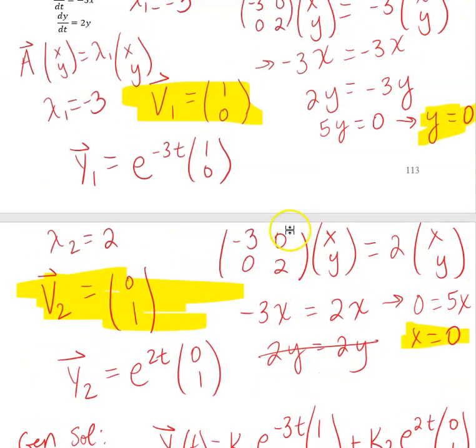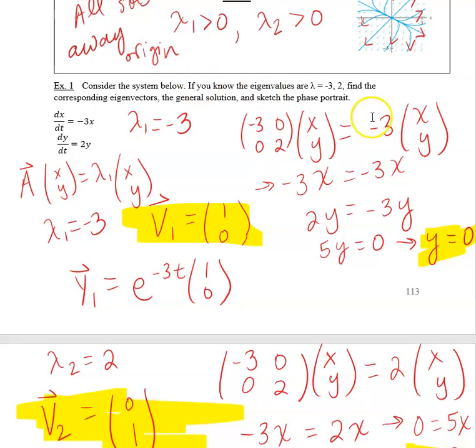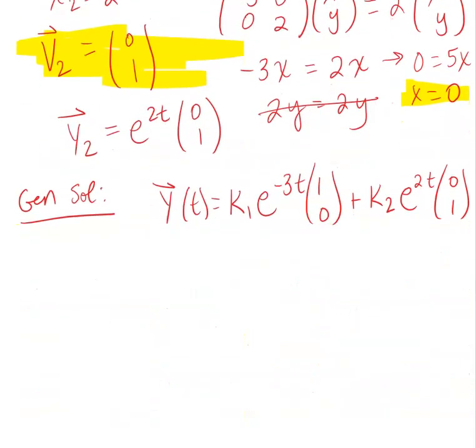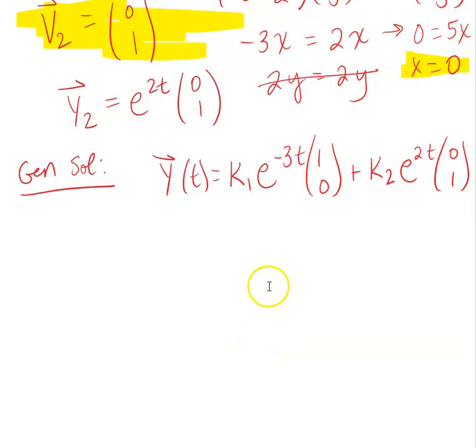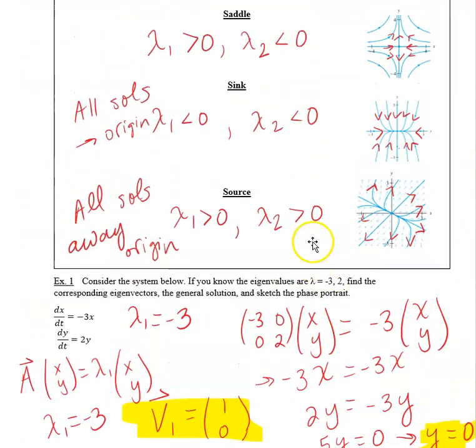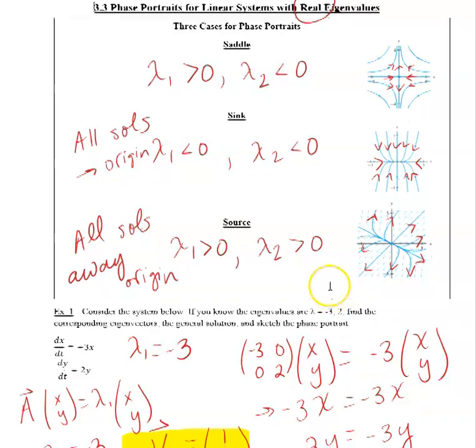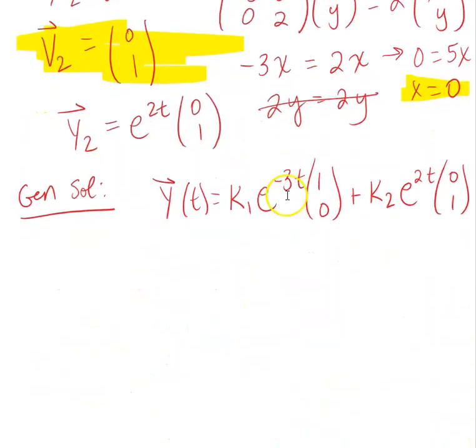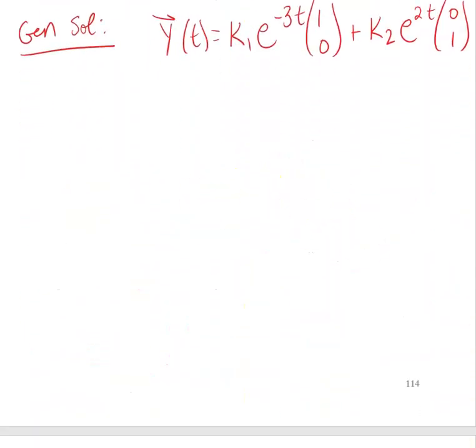Now, the last part of this question said to sketch the phase portrait. We can do this a little bit by hand, and then I'm going to have you look at what it would look like using technology, but let's just talk about which case it would be. So notice that the eigenvalues were opposite signs. That means we're looking at a saddle. So let's go ahead and make a quick little sketch of what this would look like.